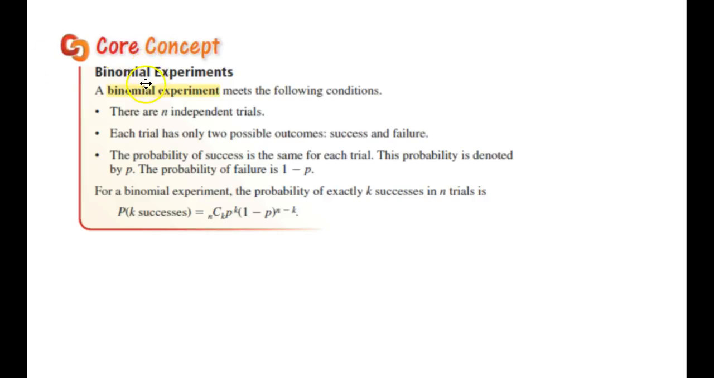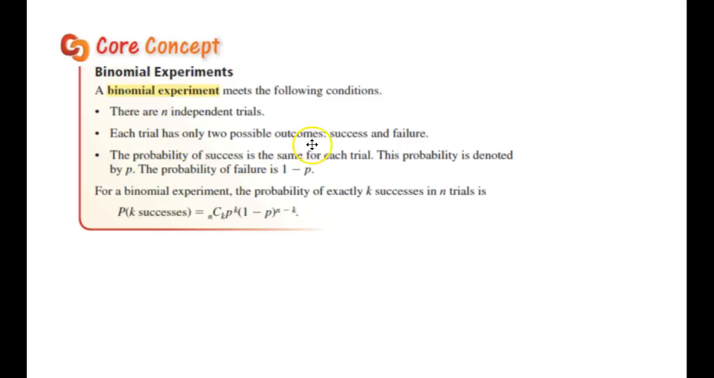So now we're talking binomial experiments. This is our second learning target. A binomial experiment meets the following conditions. Remember, bi meaning 2. So there are n independent trials. And remember, independent means they don't have anything to do with each other, and so I can look at all the results separately. So there are n number of independent trials.